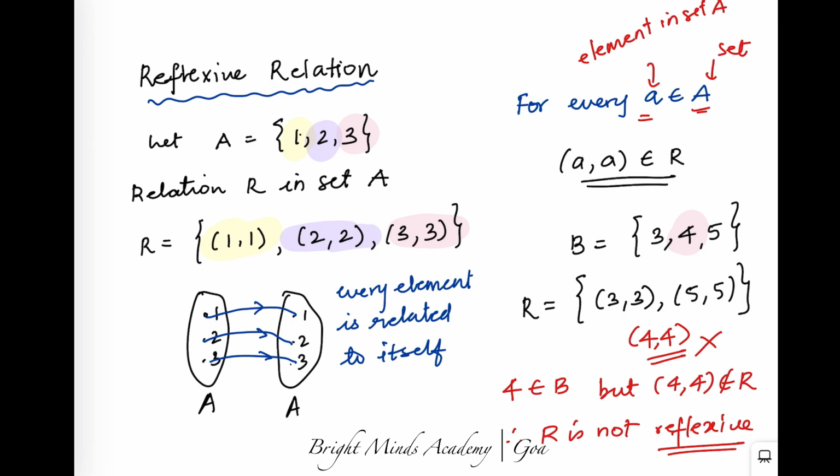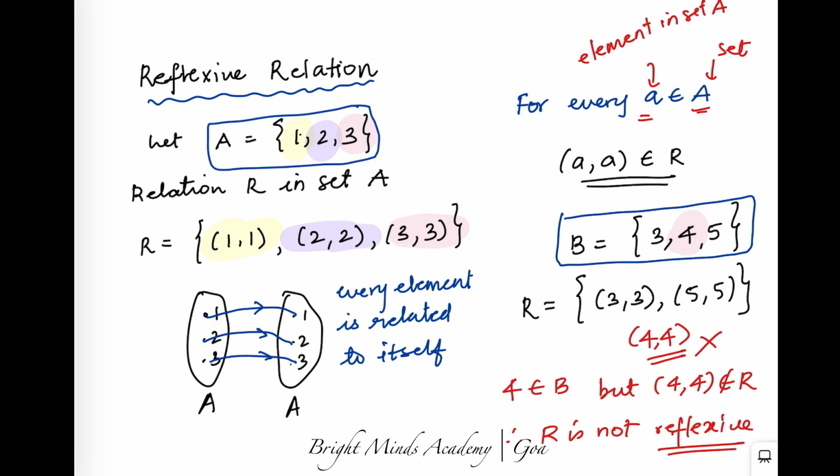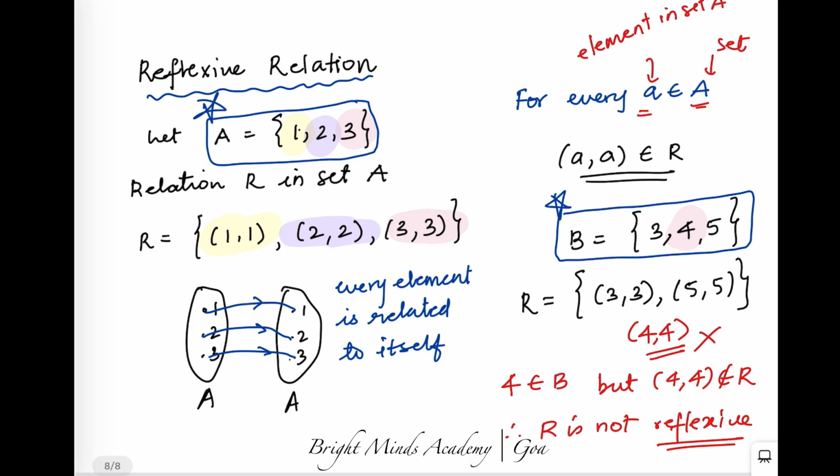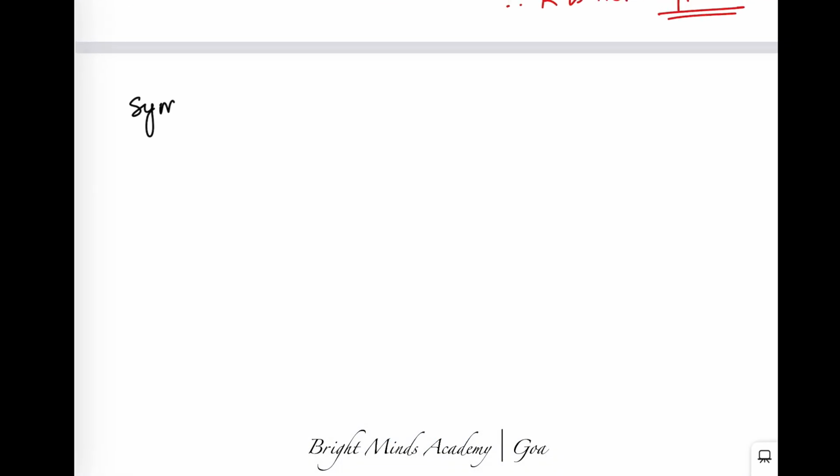Okay, so when you want to prove whether a relation is reflexive or not, very important, you focus on the set that is given to you. Given A and given B, every element in this set has to be related. Every element. Okay. Now if reflexive relation is understood, we're going to go on to the next one, which is called symmetric relation.